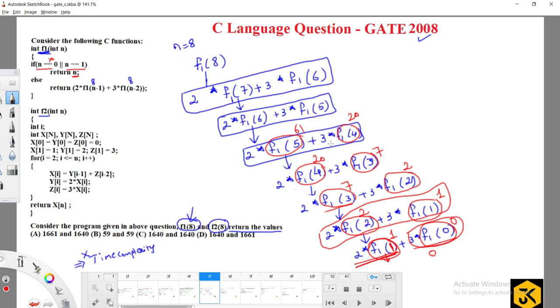61, right? Now you can compute this expression. 61 into 2, you are going to get 122, and this value is 60. 122 plus 60, you are going to get 182, if I'm not wrong. 182, right? The f1 of I value is 61.